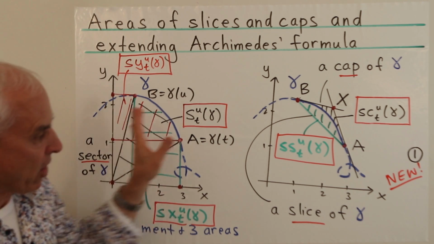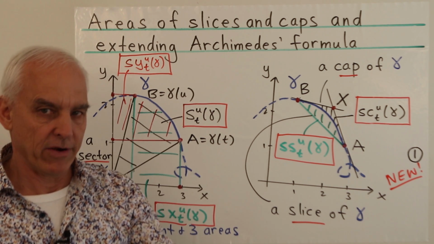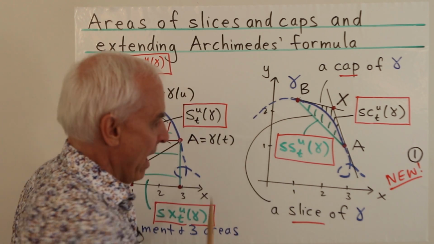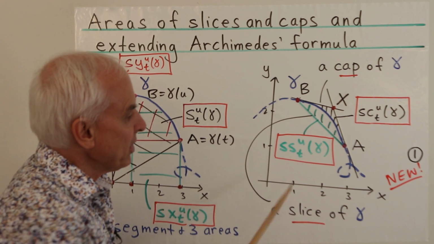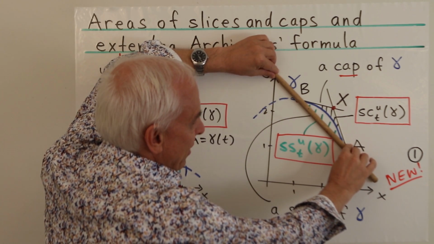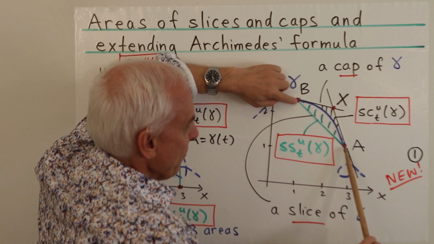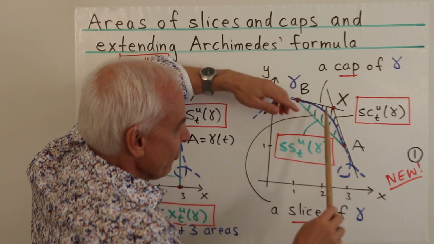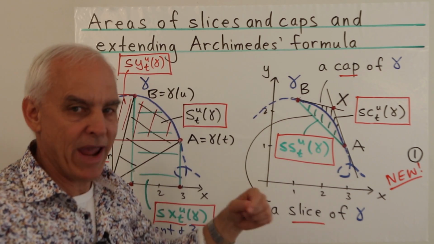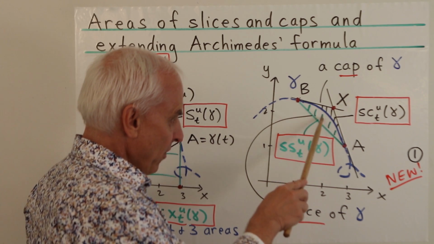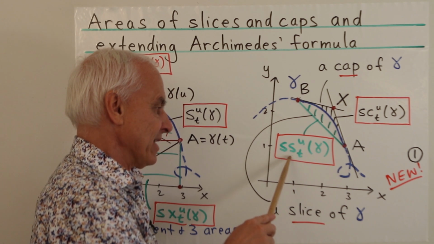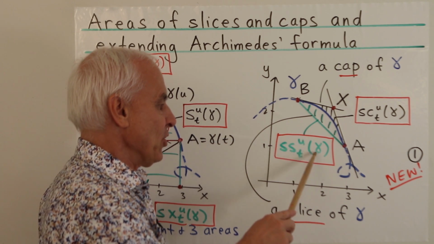So we have a segment of a curve, and associated to it we have so far three signed areas that we can deal with. Now, in today's lecture, we want to introduce two more variants, which are called slices and caps. So here's that same segment of the curve gamma from A to B. And we're going to define the signed area of this green region here, which is obtained by slicing the curve with this chord from A to B. So it's the region determined by the curve and then just a straight segment connecting the two endpoints of the curve. We're going to call that region a slice, and its signed area is going to be denoted by SS, so signed slice area from T to U of gamma.